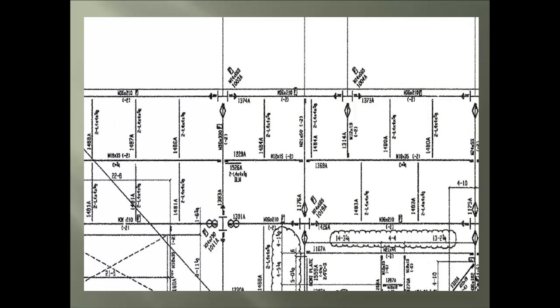We move into the third item of this segment, and that is the beam. We take the same area as before, and we see the beam that connects into the column we just reviewed. Its size is W36 by 210, and the piece mark number is 1374A.